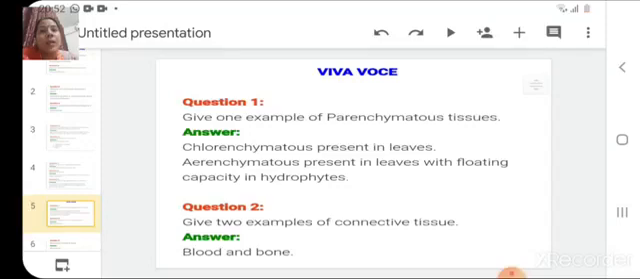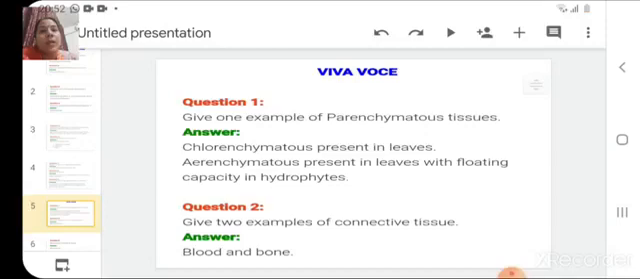Now the next question is, give two examples of connective tissues. A very good and easy example is blood and bones. Now moving on to the next question, name a fluid connective tissue. Bones are not fluid connective tissue. So here your answer will be blood and lymph. Now moving on to the next question, name the simple permanent tissues of plants. There are three main types of simple permanent tissues in plants. These are parenchyma tissues, collenchyma tissues and sclerenchyma tissues.